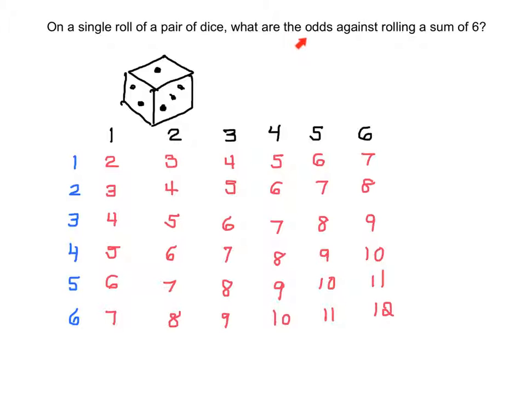And if we look at this, we want to find out what the question was. What are the odds against rolling a sum of 6? So let's find all the places where we have a sum of 6. I'll circle wherever we have a sum of 6. We have a sum of 6 here, here. These are our sums of 6. And if we add them up, we have 1, 2, 3, 4, 5 sums of 6. So we have 5 sums of 6.